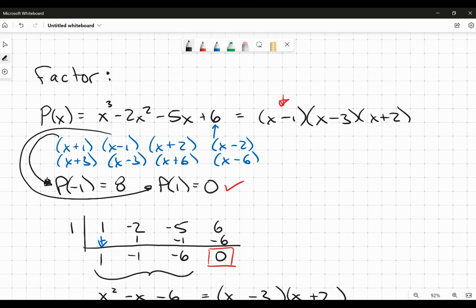And so that's a fairly straightforward example of how you might use the remainder theorem or the factor theorem to factor a polynomial.